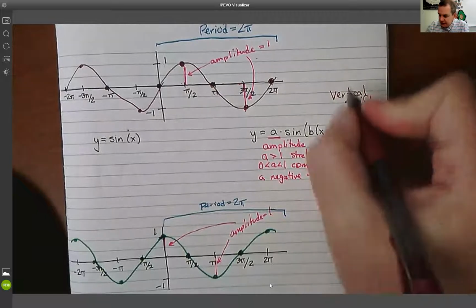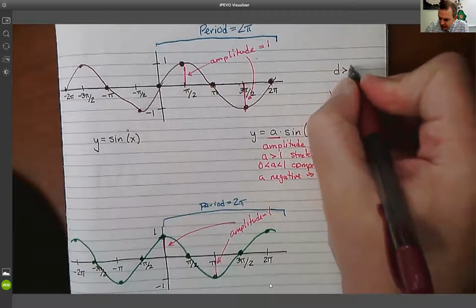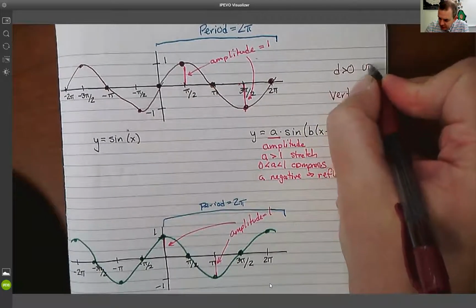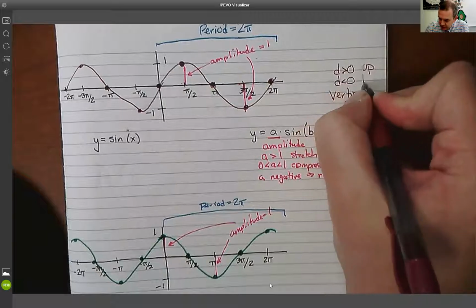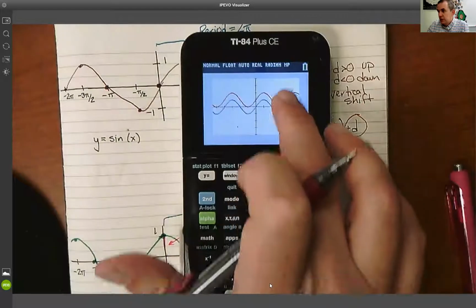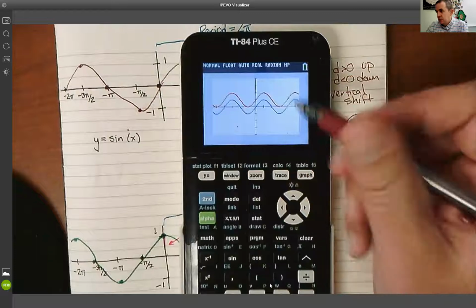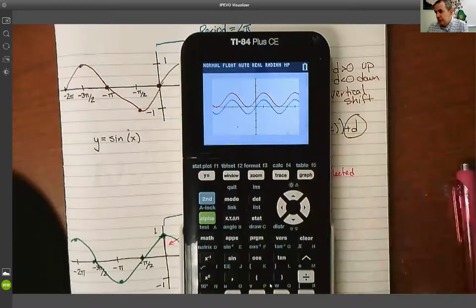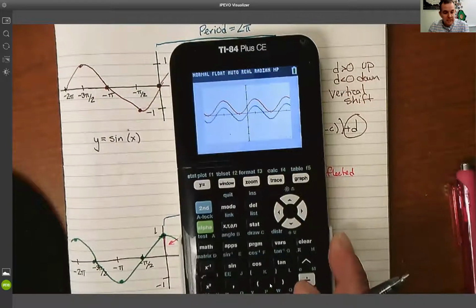And what happens is if my D is greater than 0, it's an upshift. If my D is less than 0, it's a downshift. So since this was a +1, the curve went up. If it had been a -1, this red curve would have gone down and been below the blue curve. So that's what happens when we played with a D.